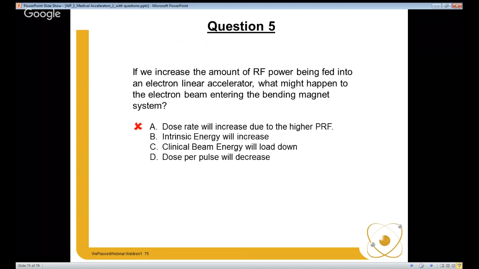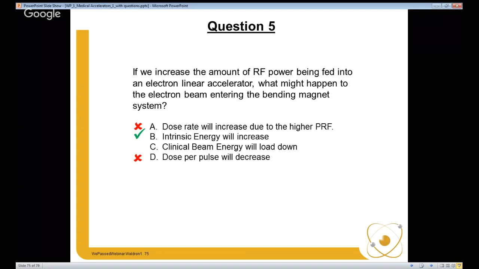So, will the dose rate increase due to the higher PRF? No. We said nothing about PRF, so that's one of the silly ones. I see nobody answered that one. Intrinsic energy will increase. This is the correct answer, or the most correct answer. Now, dose per pulse will decrease. That one is also in the silly range.